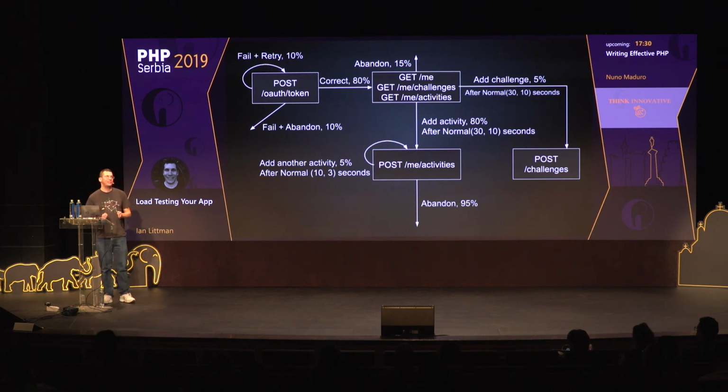Now, this is, as I just mentioned in the previous slide, a bit of an oversimplification, even this somewhat complex flow. But at least it gets us started and starts using some of these building blocks of distributions and probabilities and think times so we can get an idea of what a test script looks like.